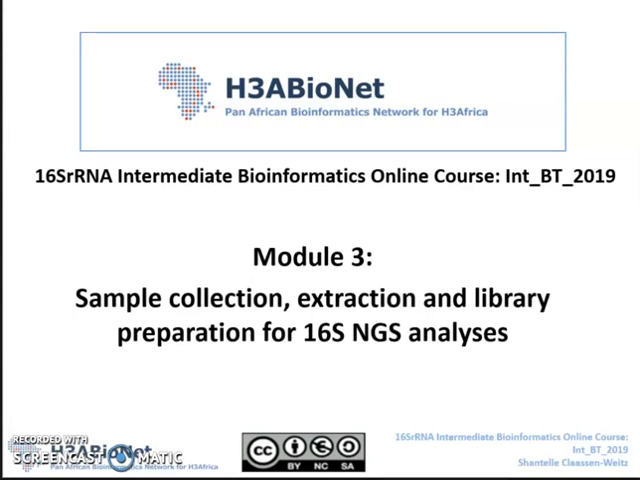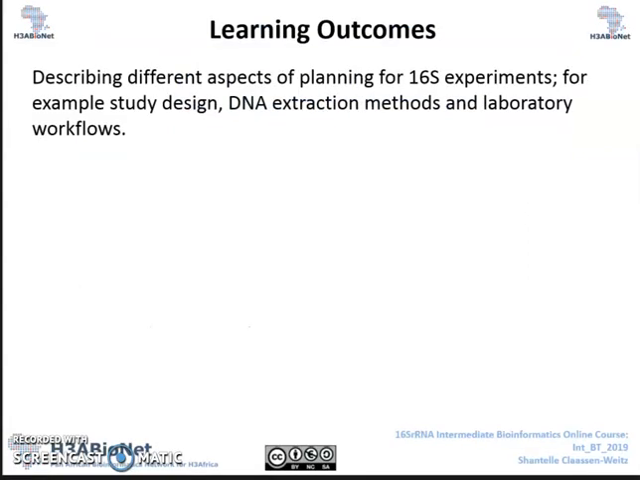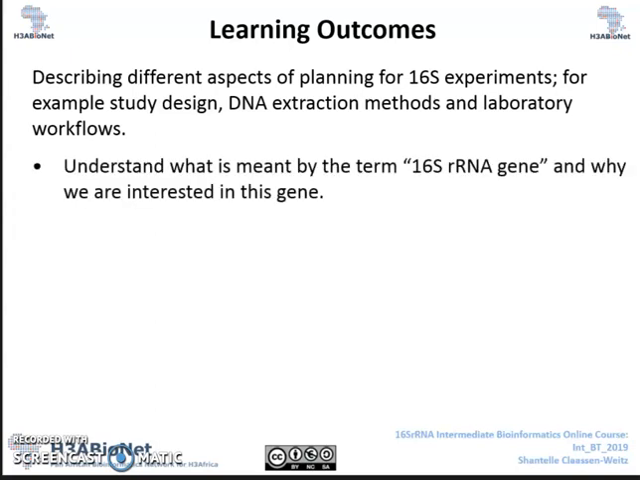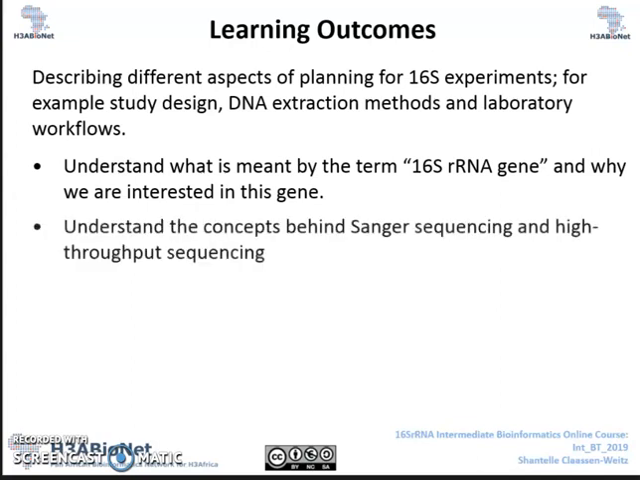The primary outcome of this module would be for you to be able to describe different aspects of planning for 16S rRNA experiments, for example, study design, DNA extraction methods, and laboratory workflows. We'll be focusing on the 16S rRNA gene and why we are interested in this gene. We'll touch on concepts behind Sanger sequencing and high-throughput sequencing.